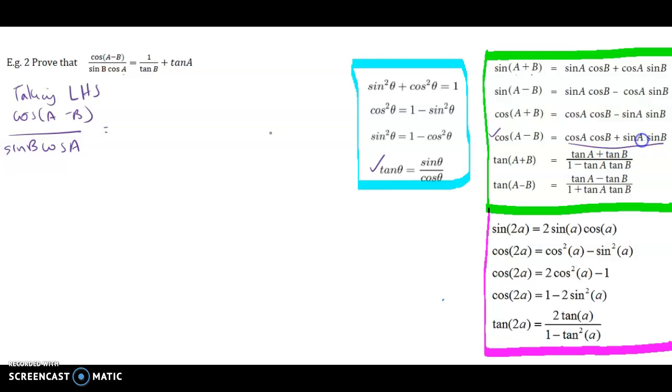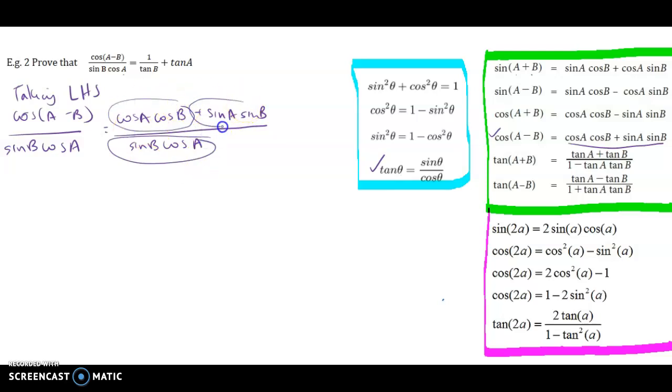And it says this here, so I will write that out: cos a cos b plus sine a sine b, all over sine b cos a. Now, when you have something like this, where you have one denominator and more than one numerator, I could separate this into two fractions.